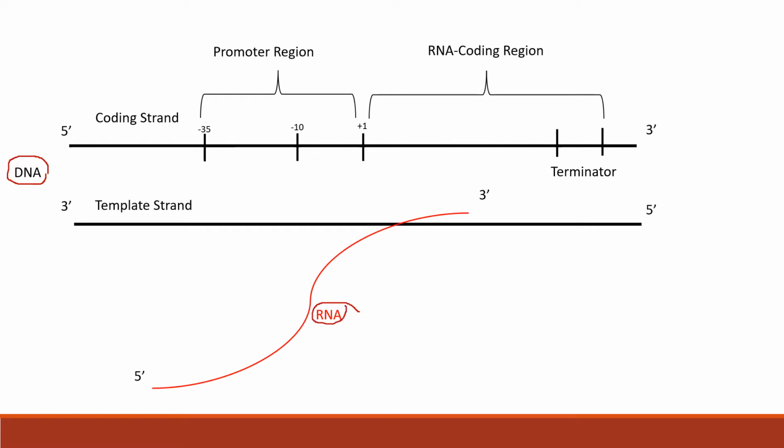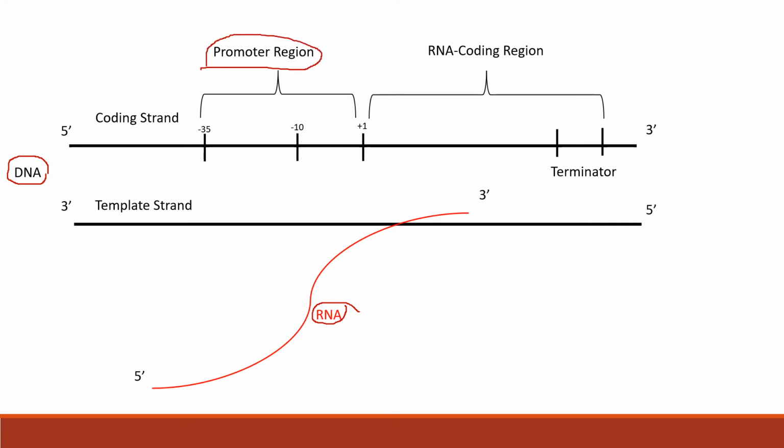It all starts with a thing called the holoenzyme. Now what the holoenzyme is, it's a combination of the RNA polymerase, which is all the factors that are needed to code RNA, and the sigma factor, which bonds to the promoter region, which is seen up here.